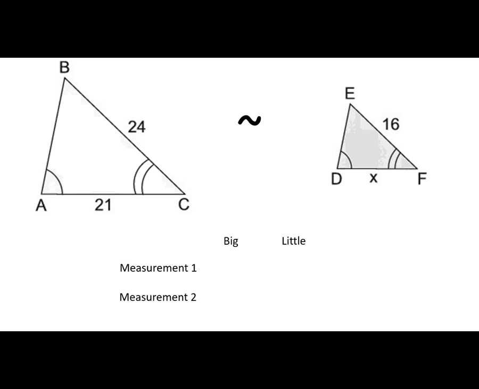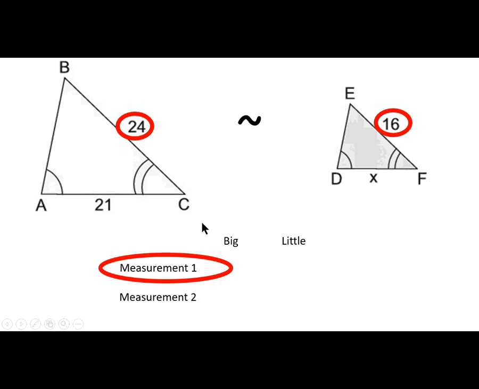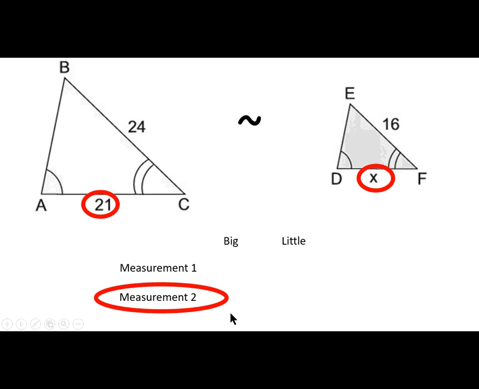measurement from both triangles. For example, for measurement 1, I'm going to use these two sides, 24 and the 16. I don't have to use 24 and 16. I could use 21 and x, which I'm going to use for measurement 2. But you can't mix and match. You have to get the corresponding measurements from the triangle. If you use 24 in the big one, you have to use 16 in the little one. They have to go together.